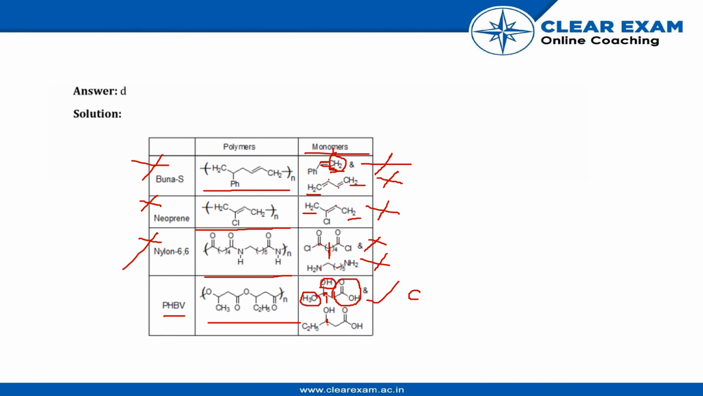Again, this carbon, and the carbon which is chiral is represented by a star sign. Now let's check the other one. Again, it has a C2H5 group attached to it, an OH group attached to it, an H attached to it, and a COOH group attached to it. So it is also chiral. Therefore, PHBV is the polymer which has chiral monomers. Thank you.